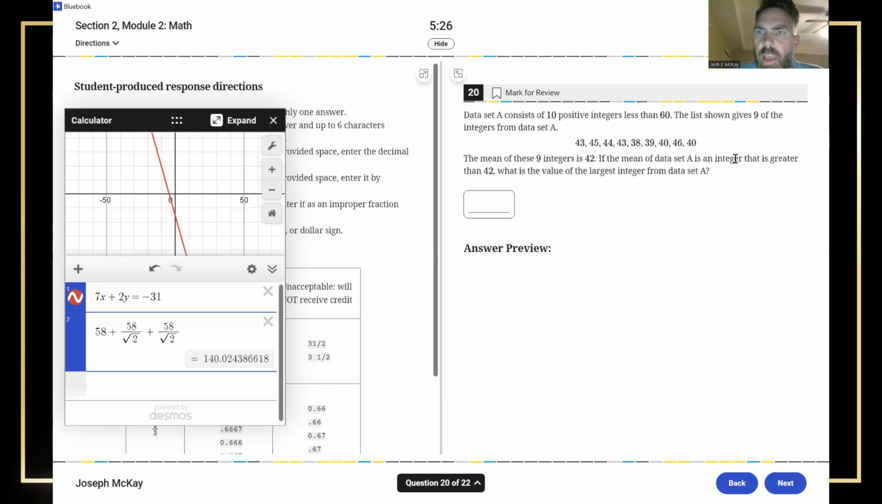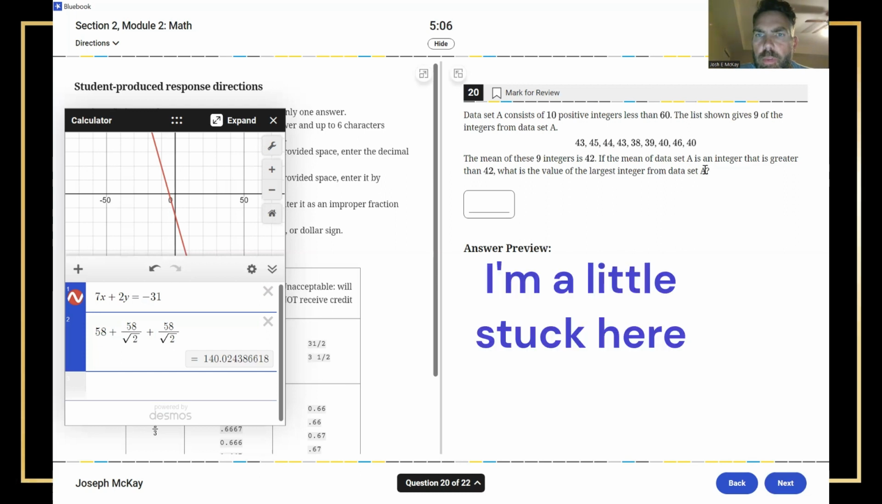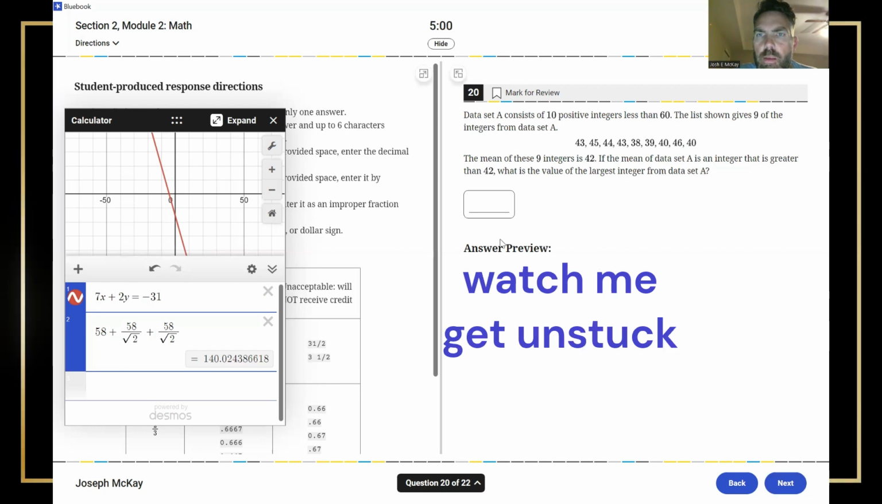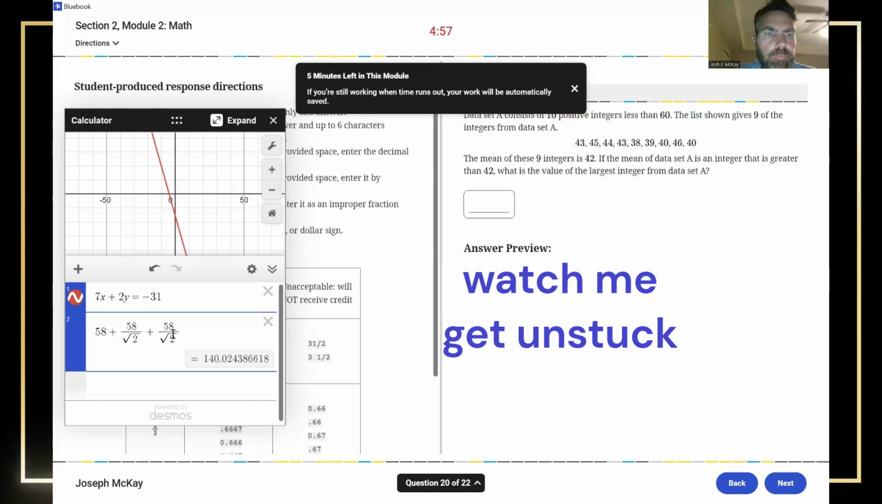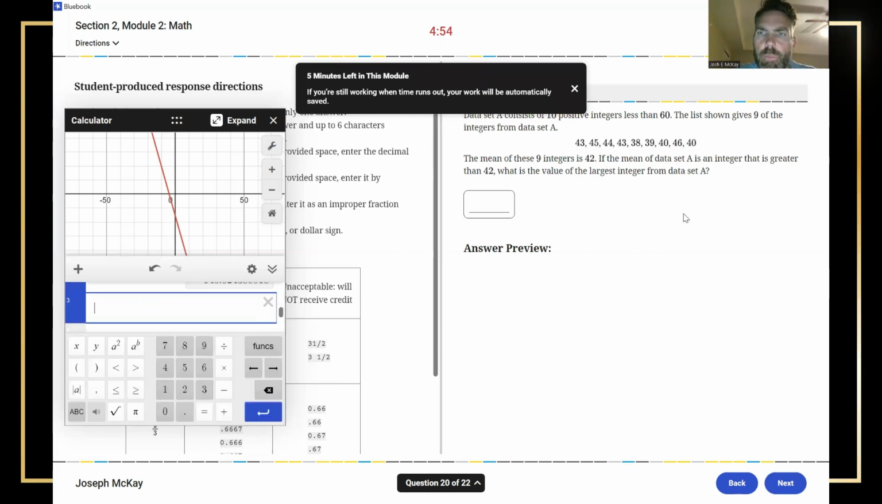So if the mean of data set A is an integer that's greater than 42, then the missing value must be greater than 42. And they're all less than 60. So I guess what you've got to do here is figure out how high you could go.